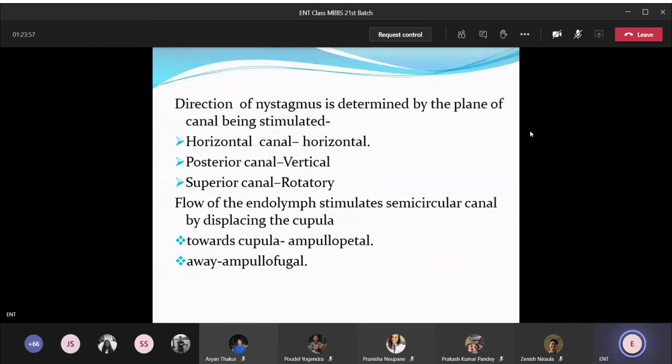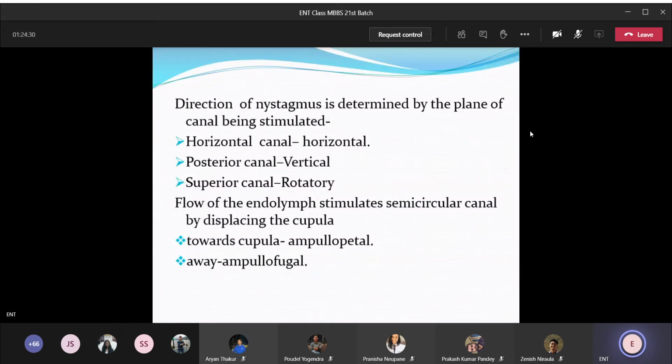Now, nystagmus is abnormal jerky movement of the eye, which is produced if there is imbalance in the vestibular system. The direction of nystagmus is determined by the plane of canal which is being stimulated. Okay, if the horizontal canal is stimulated, the direction of nystagmus will be horizontal. For posterior canal, it will be vertical, and for superior canal, if it gets stimulated, then we get rotatory nystagmus.